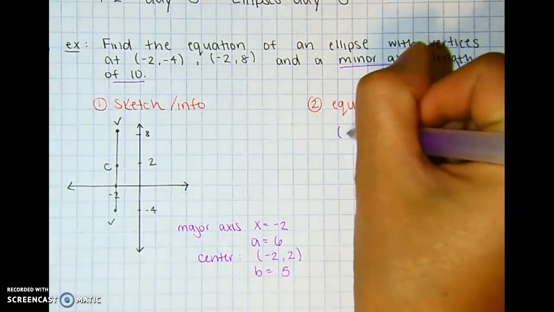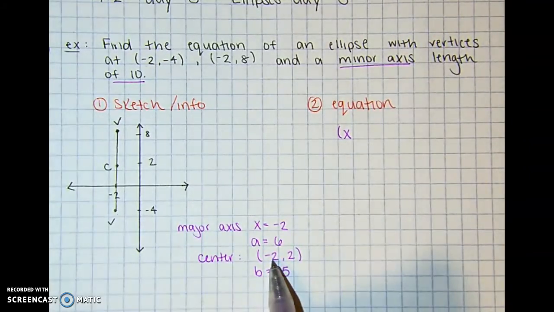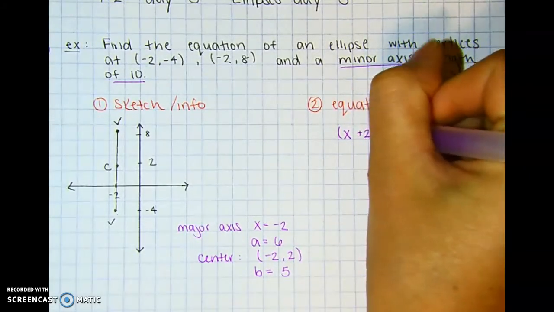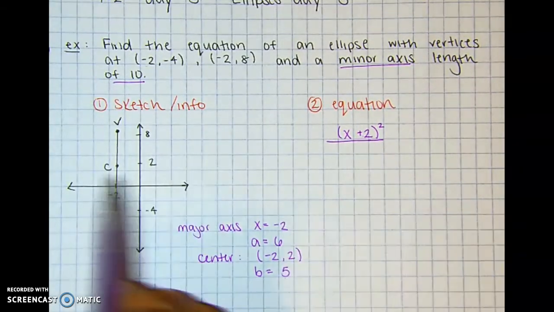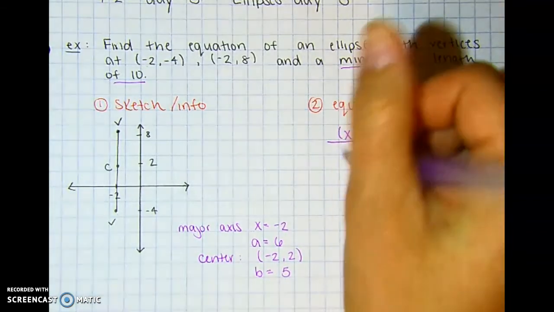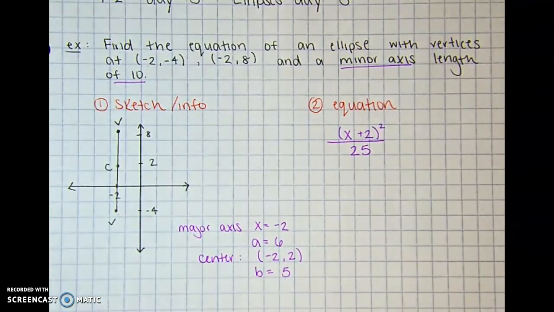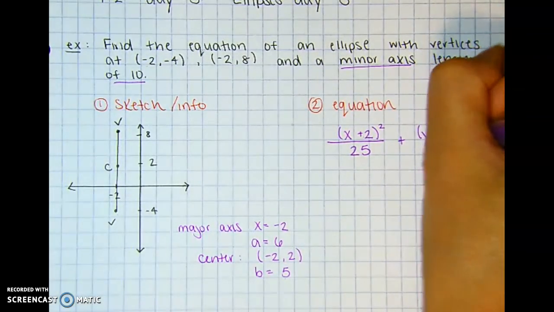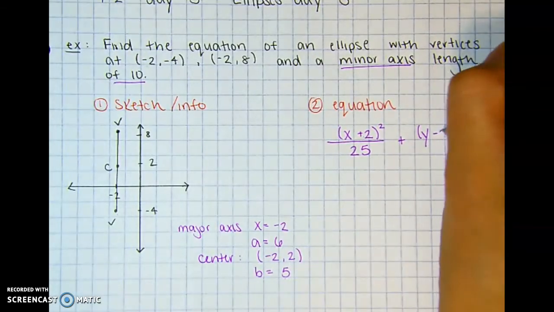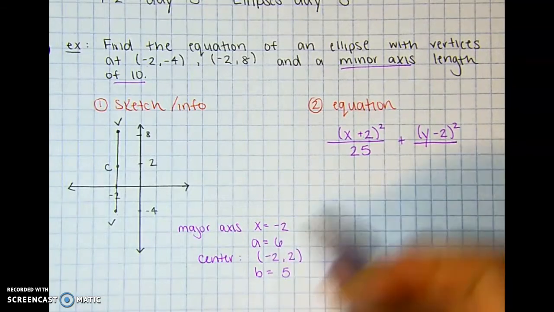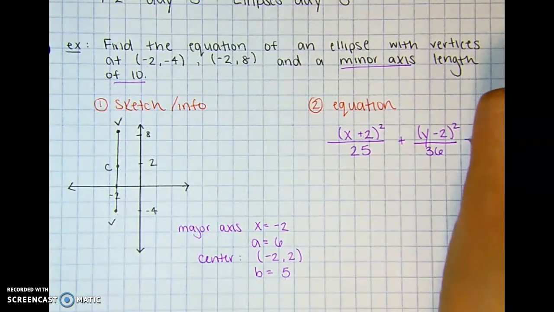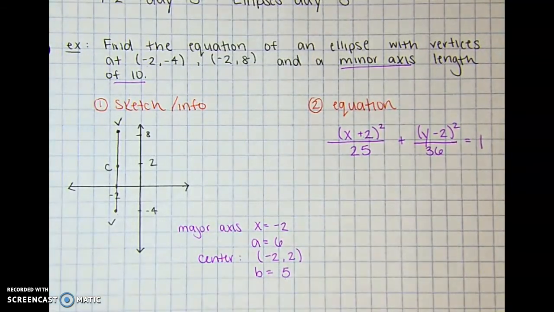So that's going to be x, and because our x value is -2, it'll be plus 2 squared. Because horizontal is going to be the minor axis, it'll be 5 squared, so over 25. Plus y minus 2 squared over, and this is our major axis, so that's our a value squared, 36, equals 1. And that is that. We have our equation given the parts.